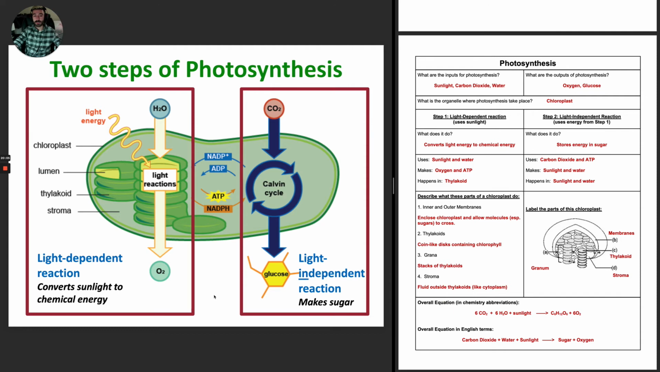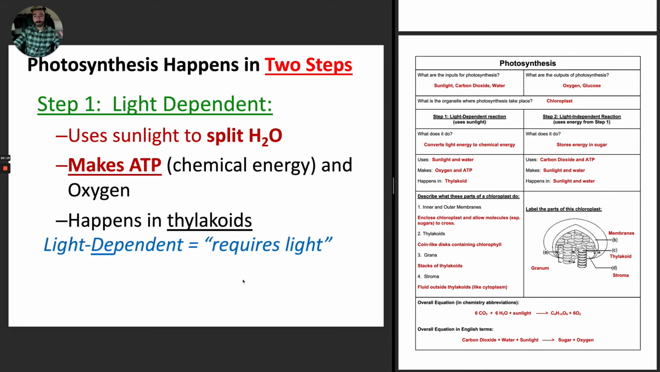And again, here's just a summary of it. So the first step converts sunlight to chemical energy in the form of ATP. The second step, the light-independent reaction, makes the sugar. And I'm realizing now on the notes that this says sunlight and water both times, and that is a mistake. I apologize. I'll fix that before I upload the notes fully, but since I'm noticing it now in the video, it uses carbon dioxide and ATP to make glucose. And it happens in the stroma. I apologize for that typo. I don't know why that happened, but hey, I'm glad I caught it now.